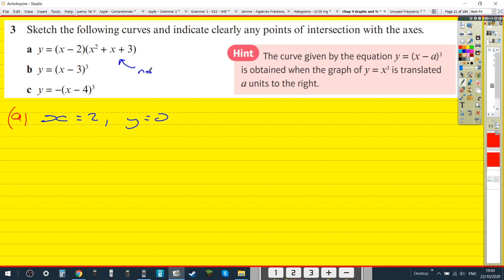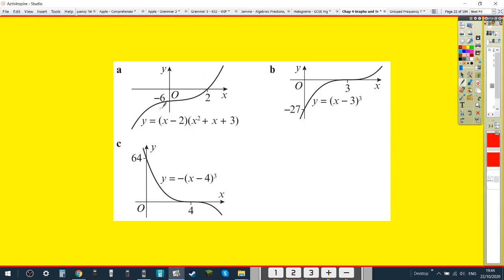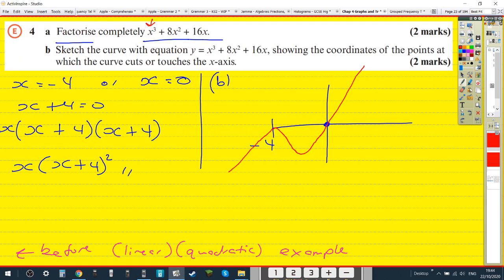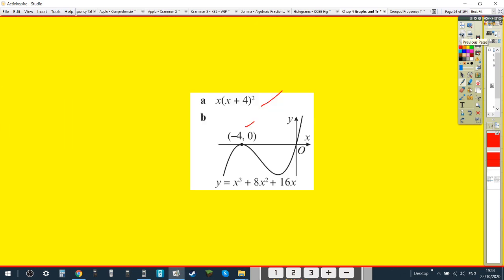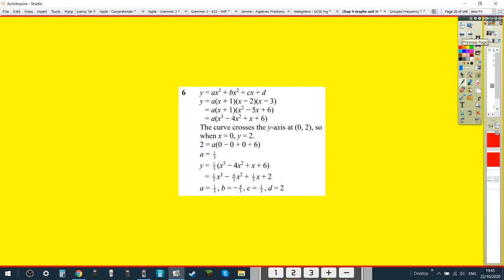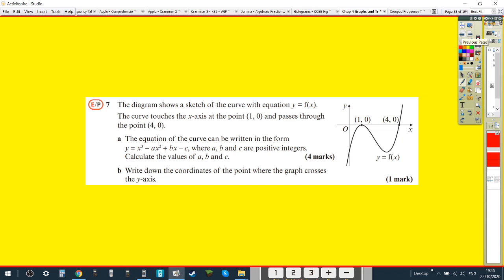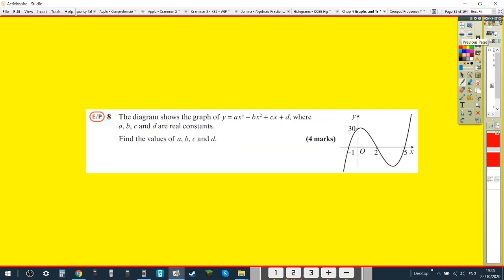So it'd be -6 for the y-intercept, and then the x, there's only one x, so it'd be 2. So it'd go up to -6 and then through 2, and that's all. We don't know its exact shape, but yep. Great. And so there was the exam question we did. So this is an exam question. We're good.